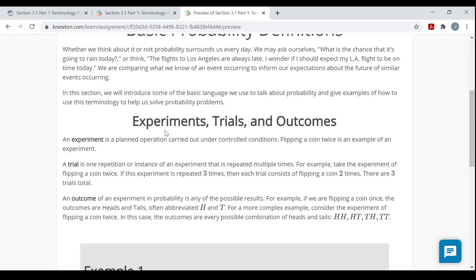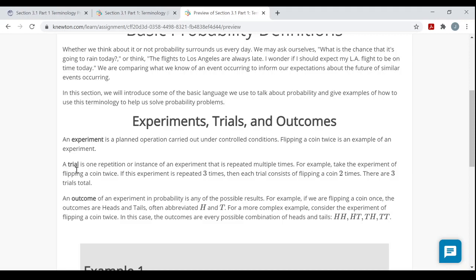All right, so the first three definitions are on experiments, trials, and outcomes. An experiment is a planned operation carried out under controlled conditions. For example, flipping a coin twice is an example of an experiment. So I just flip a coin twice, record my results.